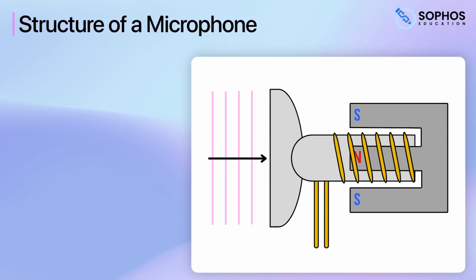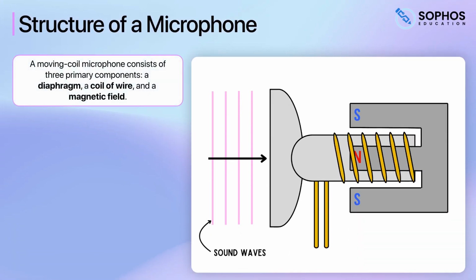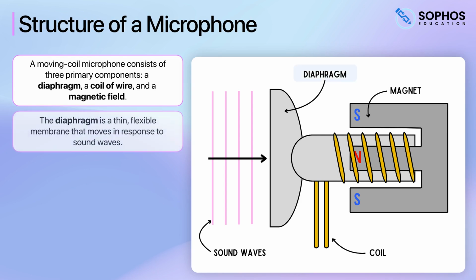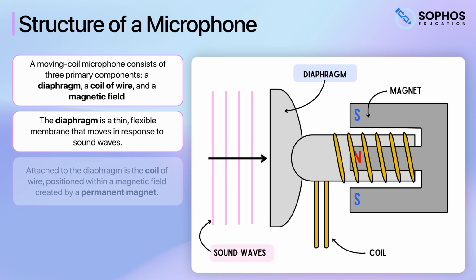To understand microphones, let's get a better understanding of their components. A moving coil microphone consists of three primary components: a diaphragm, a coil of wire, and a magnetic field. The diaphragm is a thin, flexible membrane that moves in response to sound waves. Attached to the diaphragm is the coil of wire, positioned within a magnetic field created by a permanent magnet.